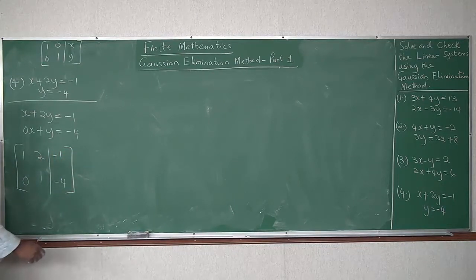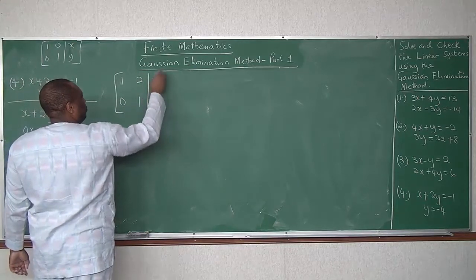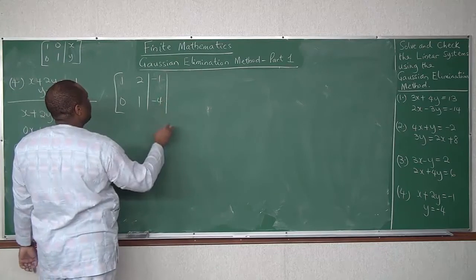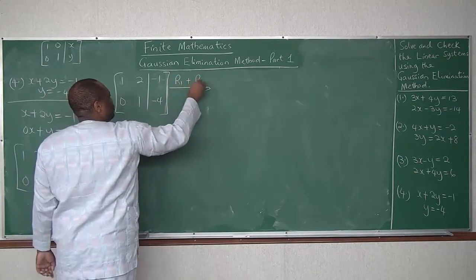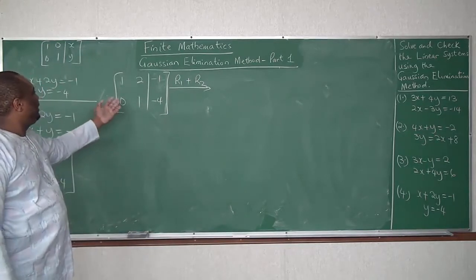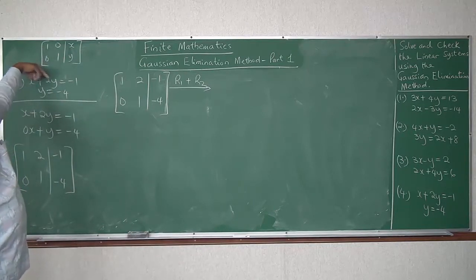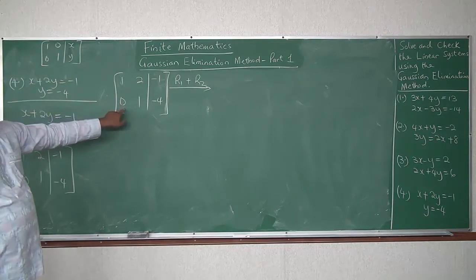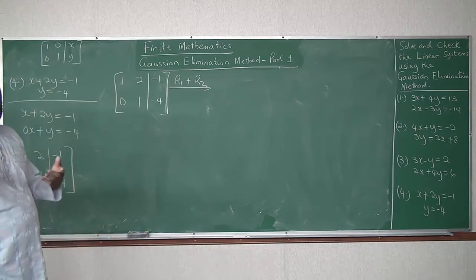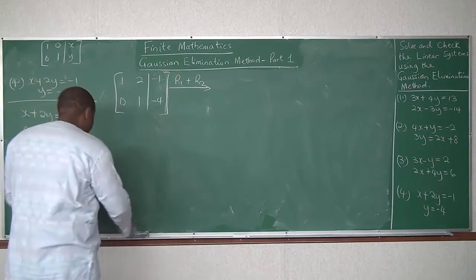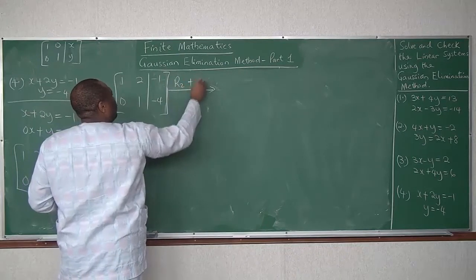Alright, what is our first operation? Let's write it here: 1, 0, 2, 1, negative 1, negative 4. Our first operation, we use row 1 to operate on row 2, right? And we look at this already. You ask yourself, wait a minute. We don't really need to use the first operation because it is cut out for us already. You see, it is cut out for us already, 1, 0. So we don't really need to use the first operation. So our work has been cut in half. So we just have to use row 2 to operate on row 1 now.